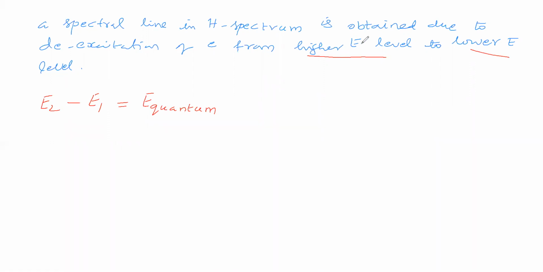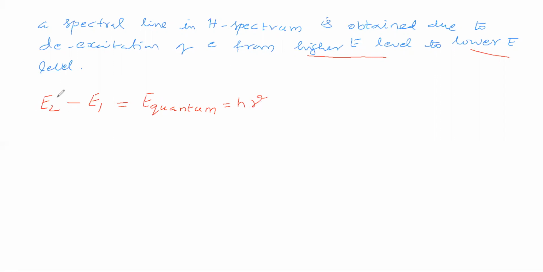So Niels Bohr considers this higher energy level E2 and this lower energy level E1. This difference is called emitted radiation. That radiation contains a quantum. The quantum has energy, and that energy is h nu.